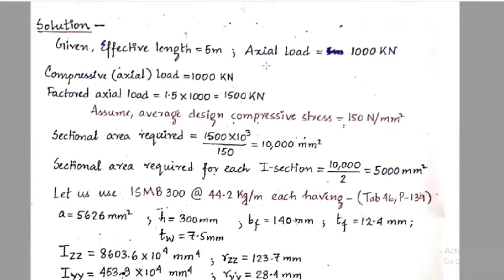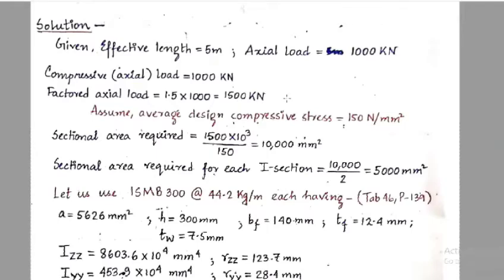Now this axial load is also compressive in nature, so I'm writing it here as a compressive axial load. We have to factorize this axial load because it is given in service condition. In order to factorize it, we have to multiply it with 1.5 and it becomes equal to 1500 kilonewton.